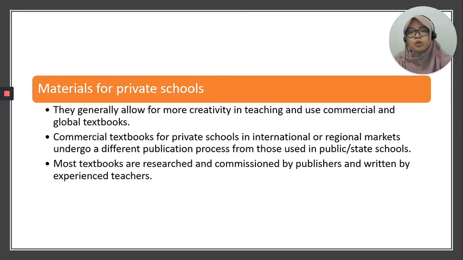Because it's a private school, it has more freedom to use any kind of book that the teacher wants. Of course, it is still adjusted to the learners' needs and to the learners' conditions.